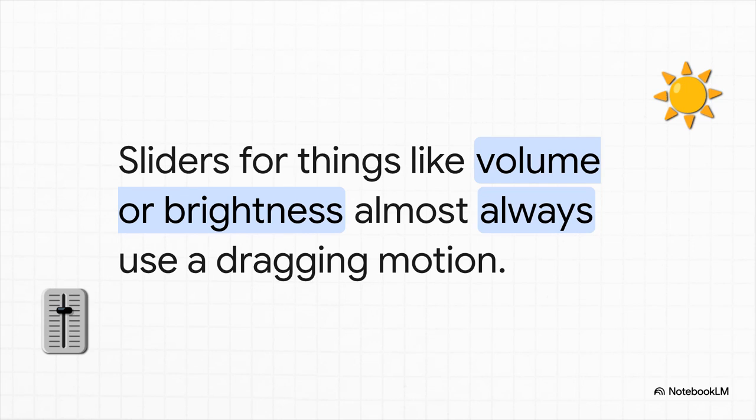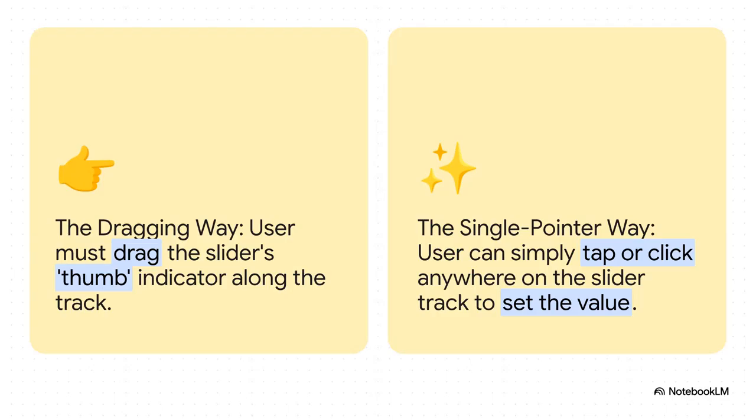Okay, how about sliders? For things like setting the volume, adjusting brightness, or choosing a price range on a shopping site. These are almost always little knobs that you have to drag along a track. Now, this solution is probably my favorite. Instead of forcing you to drag that little thumb indicator, a much smarter design lets you just tap or click anywhere on the slider's track, and boom, the indicator instantly jumps right to that spot. Honestly, it's often faster, way more precise, and it only takes a single tap.